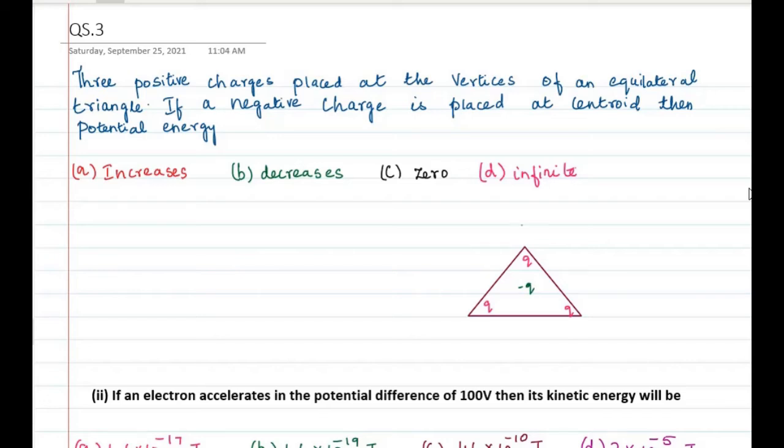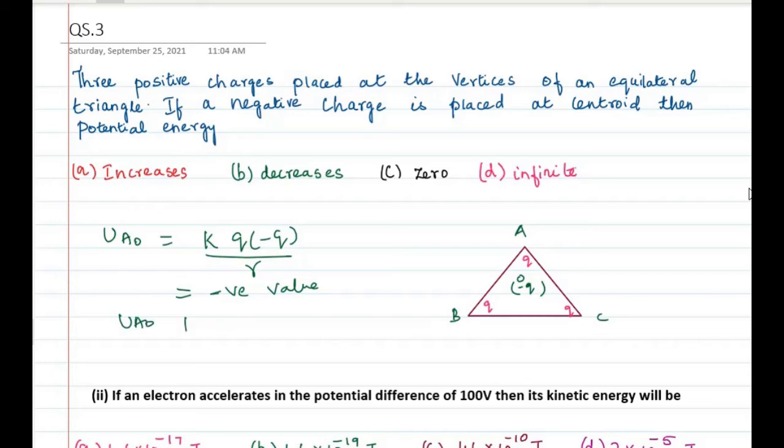Okay, so at any point, suppose we find the potential energy between a corner A and the center point, let it be O, the charges UAO. Then we'll get K into Q times minus Q by some distance R, so you get an answer of negative value. So the potential energy UAO gets decreased. So from any corner to center, the potential energy of the system is decreased. So the option is B.